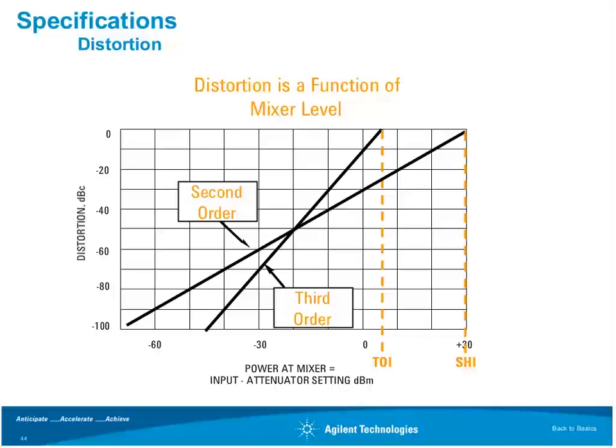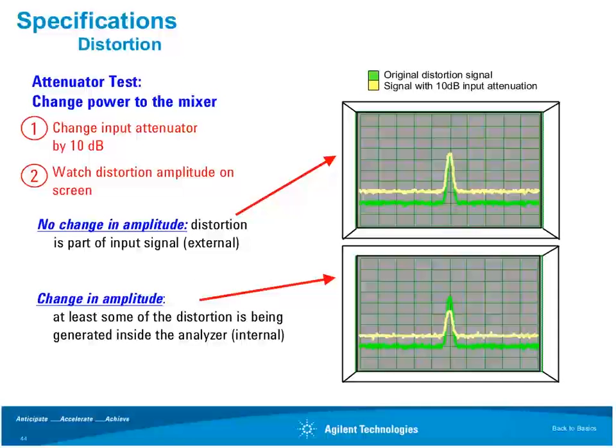In practice, you'd really never reach these points because the distortion would be so terrible, you just couldn't make any measurements. But nevertheless, TOI and SHI are good measures of the distortion performance of the instrument. So if you're concerned that you might have some combination of distortion along with the signal you're trying to measure, a classic test for that is to do the attenuator test.